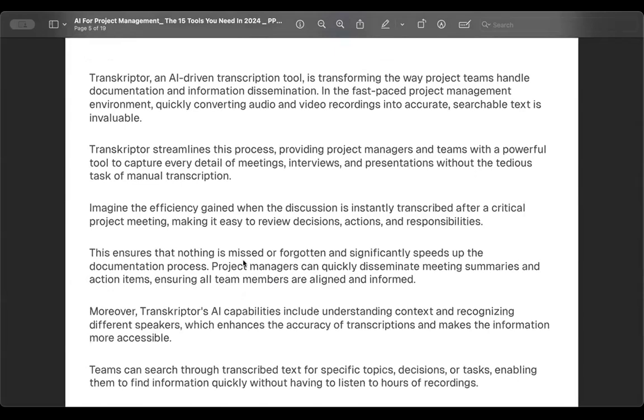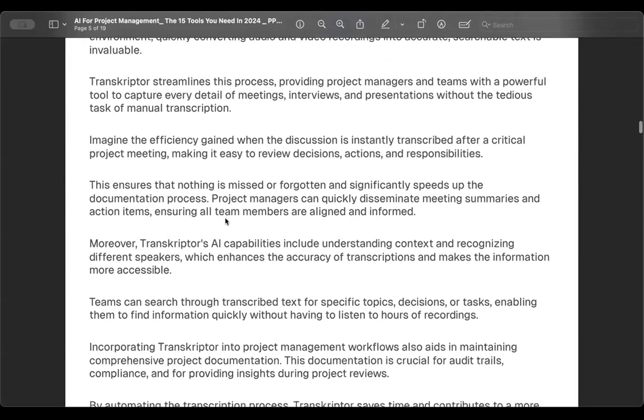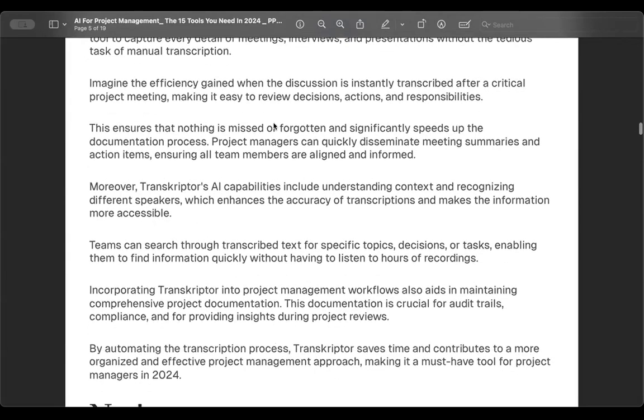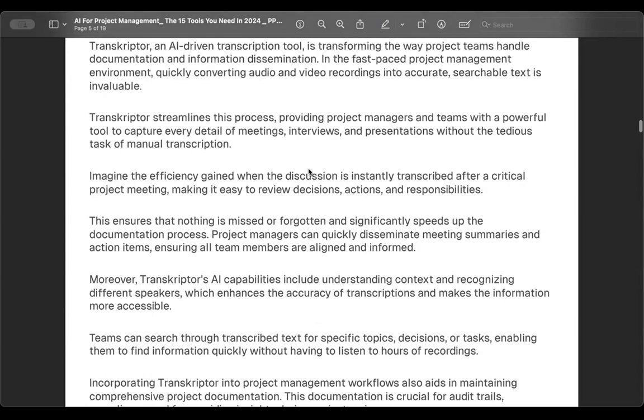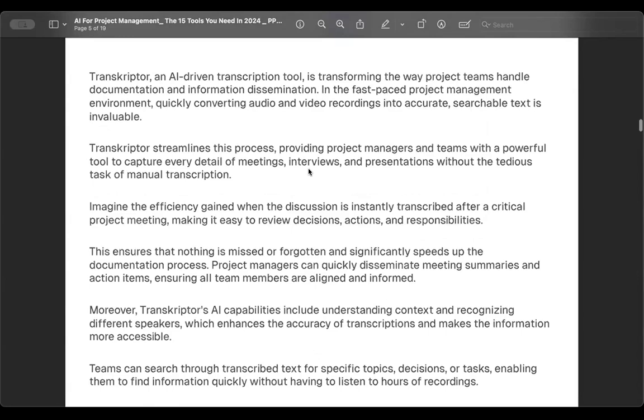And imagine the efficiency gained when the discussion is instantly transcribed after a crucial project meeting, making it easy to review decisions, actions, and responsibilities. So this ensures that nothing is missed or forgotten, and significantly speeds up the documentation process. Anyway, I'm not going through each and every one, but you can see the second application which we can use is the Transcriptor.